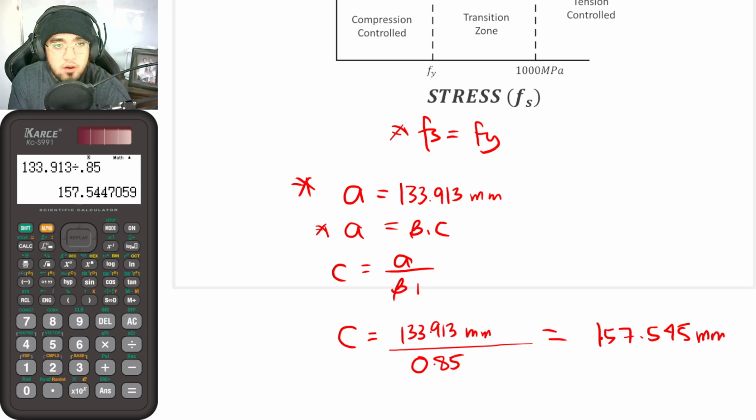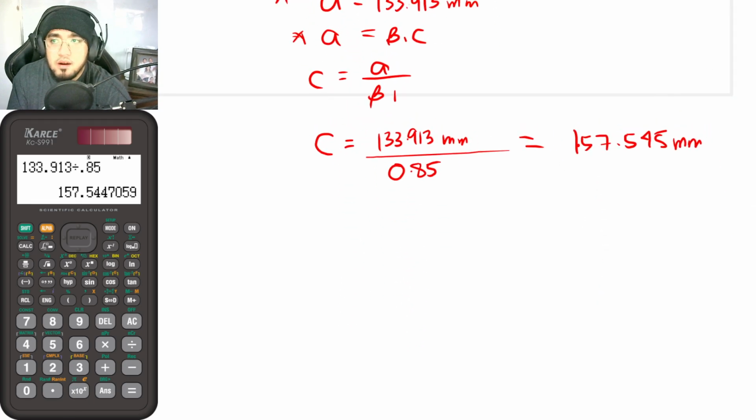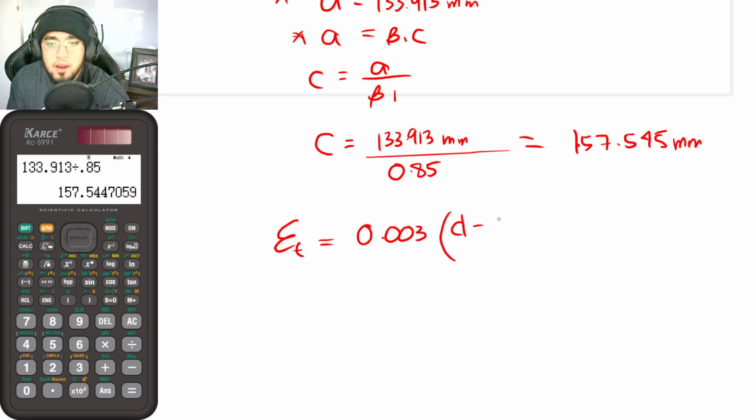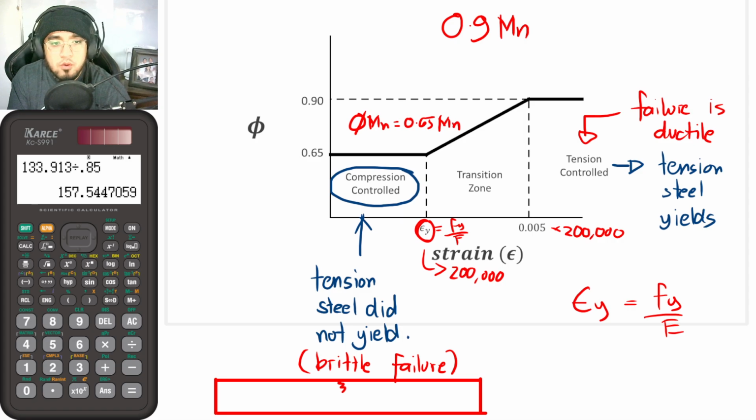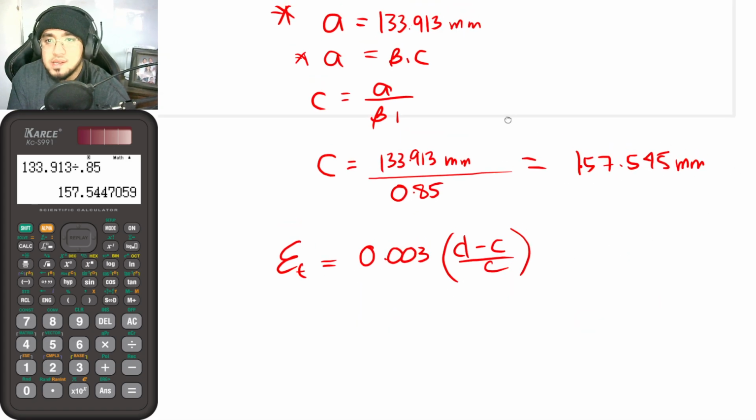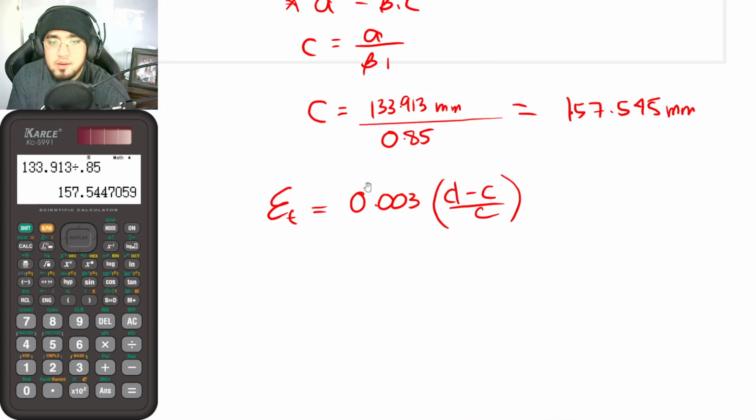Okay, so using this value of C, you can either solve for the strain. So for the strain of the steel, that is now equal to 0.003 times d minus c over c. If you want to make use of this formula, then meaning that your basis is this graph. So if I want my basis to be this graph, instead of making use of this formula, I will be making use of this formula instead.